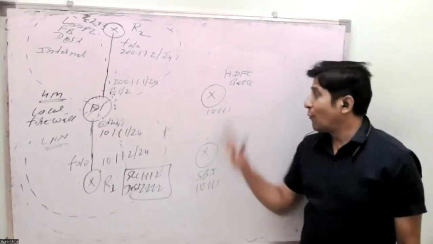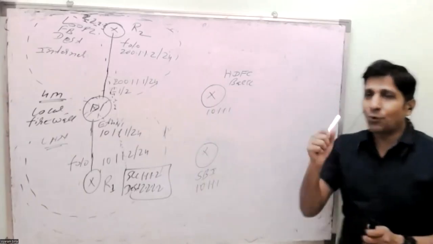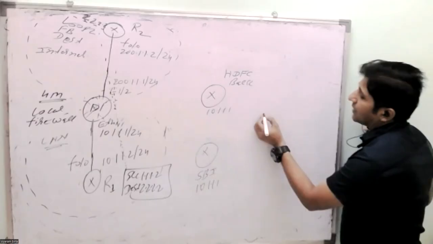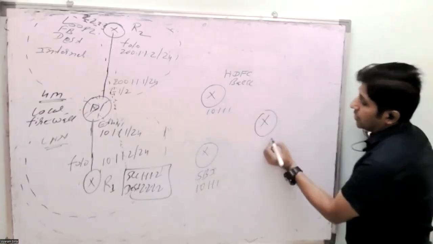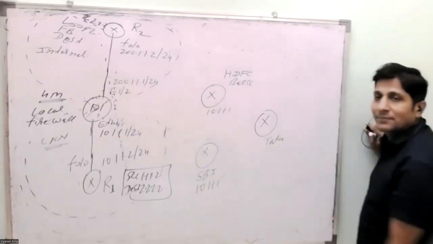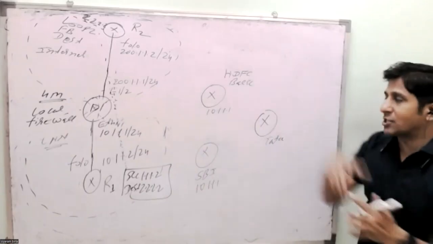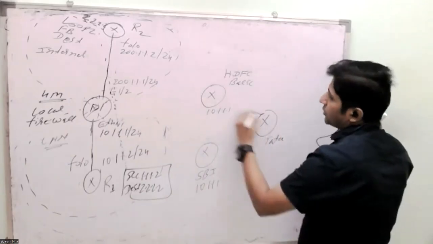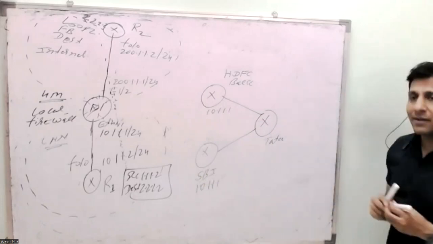They want a connection. Suppose for example there is Tata in the same location, and this router is the Tata router. The Tata router provides connectivity to both customers: the first one is HDFC and the second one is SBI bank.